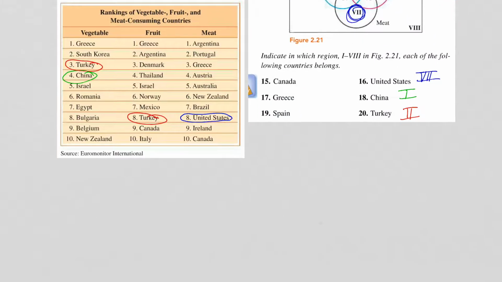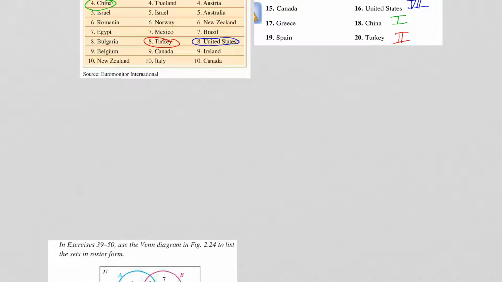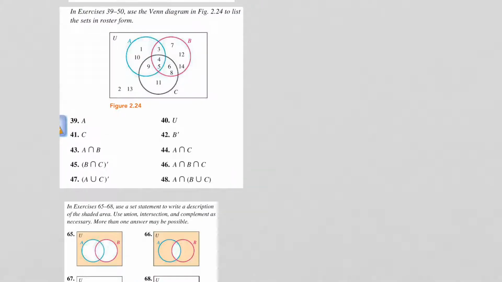Okay, so next we have 39 through 48, which we're just going to do some of these here. I would like to do 41, 42, 46, and 48. So let's begin with 41. So 41, set C. Set C, okay, is going to have, so let's go ahead and label these.